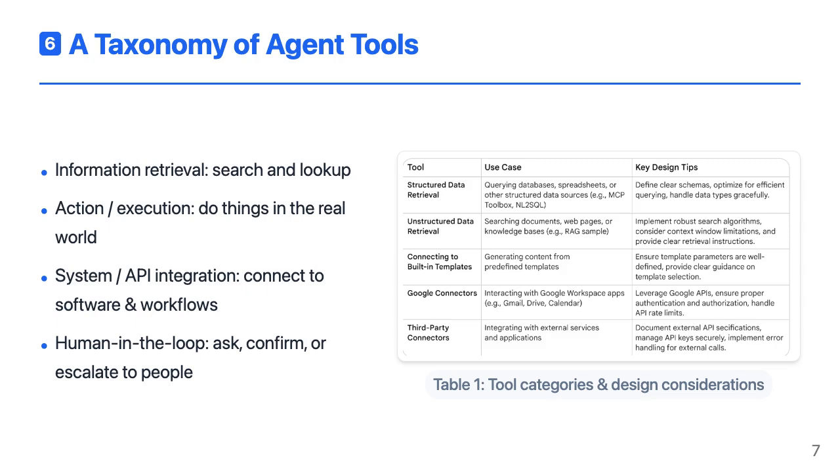We can also classify tools by what they enable. Information retrieval tools let agents search databases, documents, or the web. Action or execution tools actually do things: send emails, post messages, run code, or control devices. System and API integration tools plug agents into existing enterprise systems and third-party services. Finally, human-in-the-loop tools explicitly involve people, asking for clarification, requesting approval for risky actions, or handing off tasks that require human judgment. Together, these categories cover most of what modern agentic systems need to do.